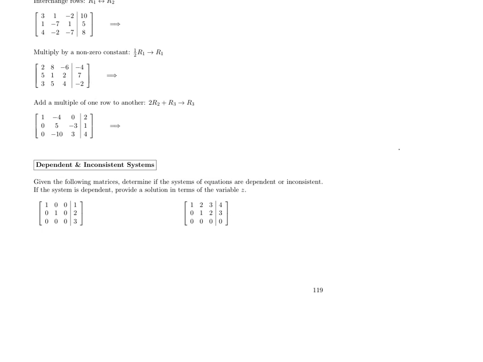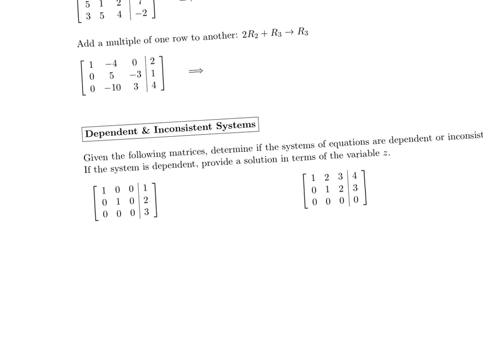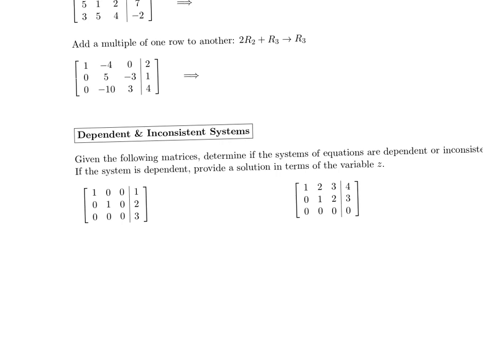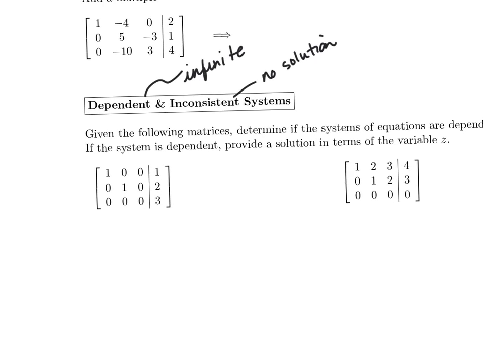Okay, continuing on our matrices section. So we have what's called dependent and inconsistent systems. Our dependent systems, just to review, that's when you get an infinite solution. Your inconsistent is your no solution. So this question says to determine whether they are dependent or inconsistent.